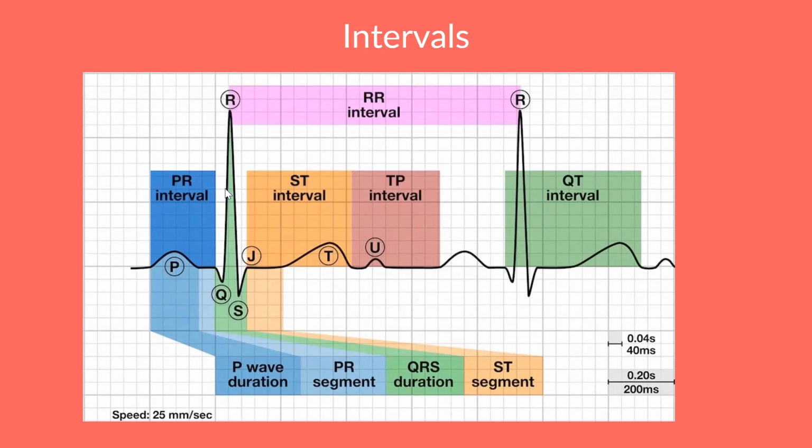But the things you have to memorize for sure would be your PR interval, which is 0.12 to 0.20. Your QRS is 0.12 or less.